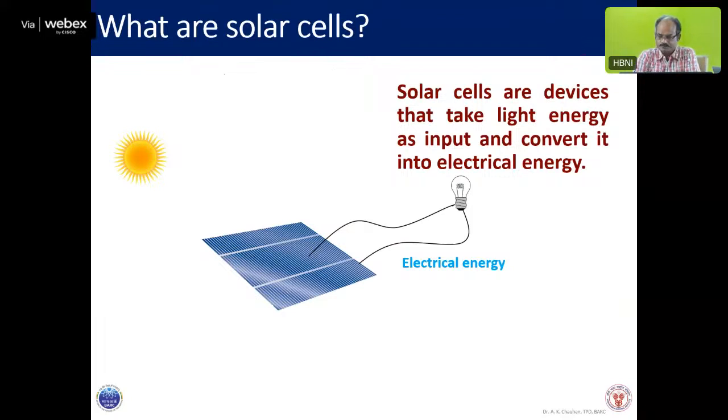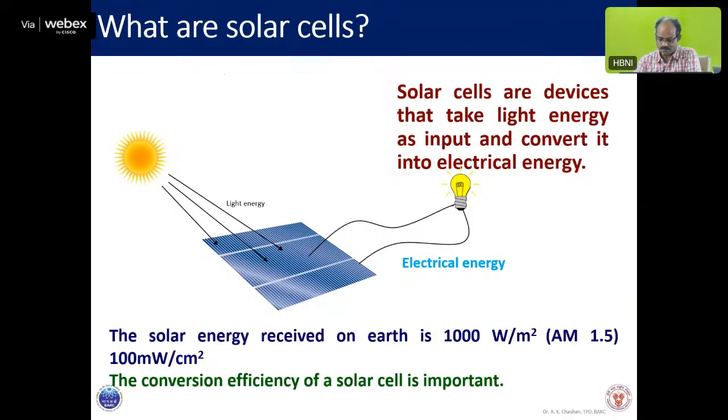Now, what are solar cells? Solar cells are devices that take light energy as input and convert it into electrical energy. When light is incident on the solar cell, it gives the solar energy received on the earth. As I told earlier also, it is nearly 1000 watt per meter square or 100 milliwatt per centimeter square. So you can imagine how much energy we are receiving on the earth. It is very high, 1 kilowatt.